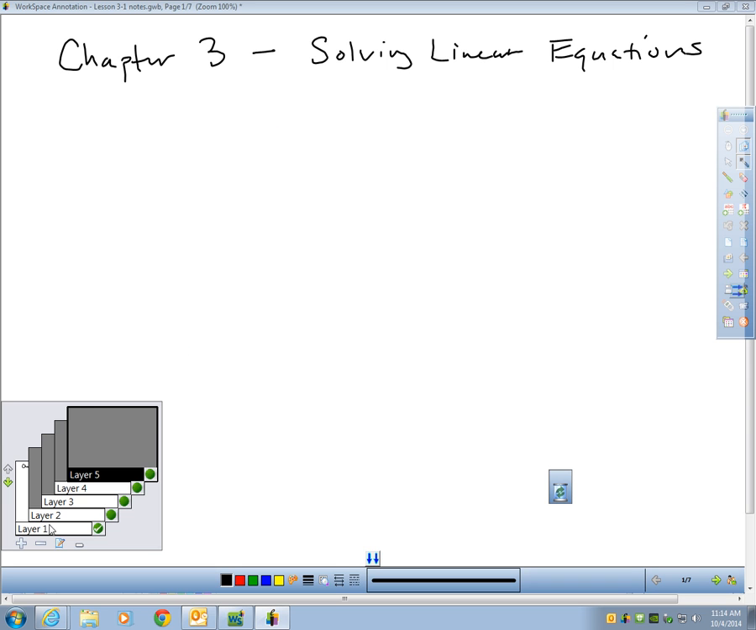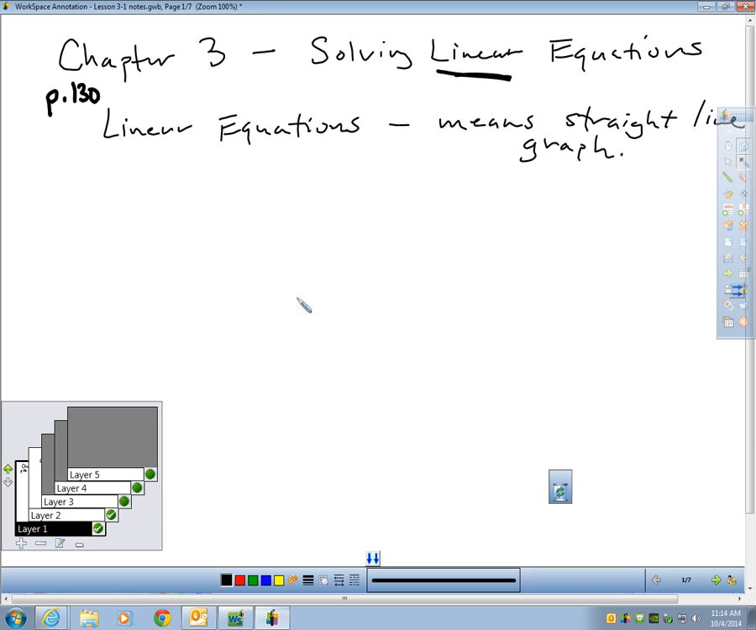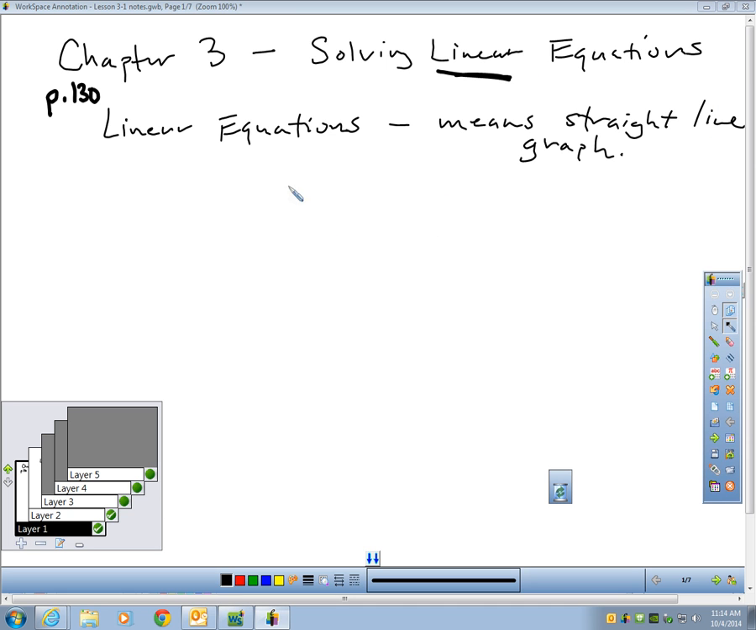If you want to take a look right now, open your book and go to page 130 real quickly. You'll see the title, Solving Linear Equations. The first thing is, what does it mean to have a linear equation? Now remember, a linear equation creates a straight line graph.